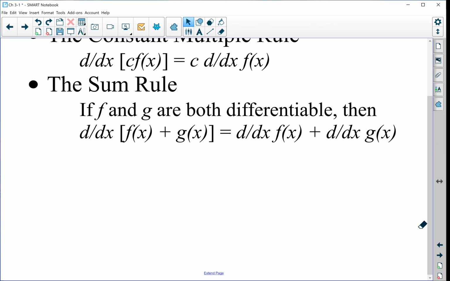Would 7x be 7 or would it still be 1? So 7x, so the derivative of x would be 1, and then you'd multiply by the 7. Yep, so it would be 7.